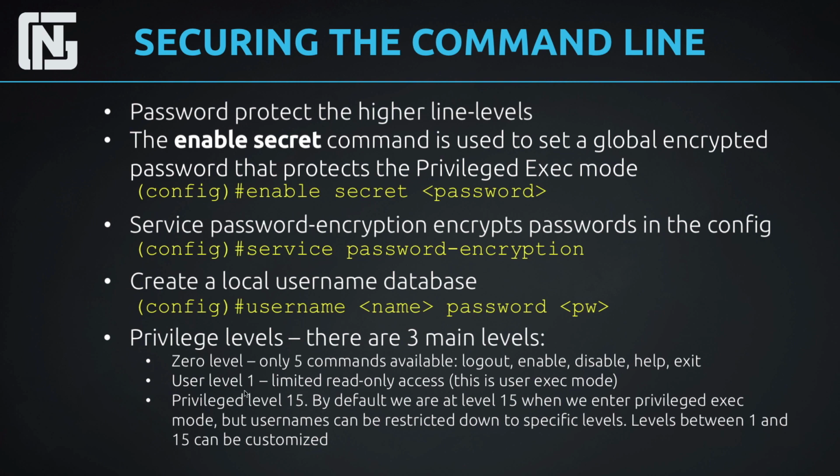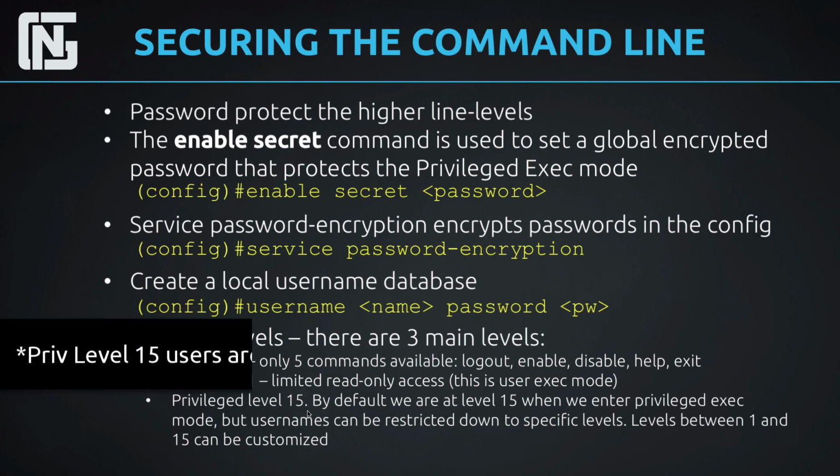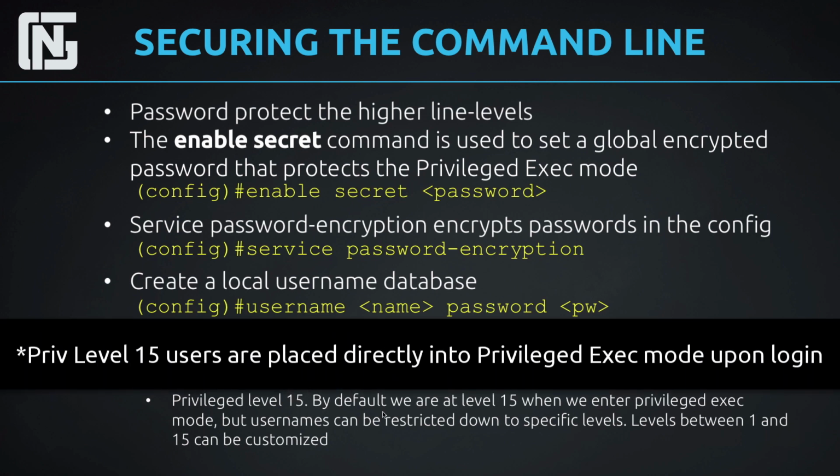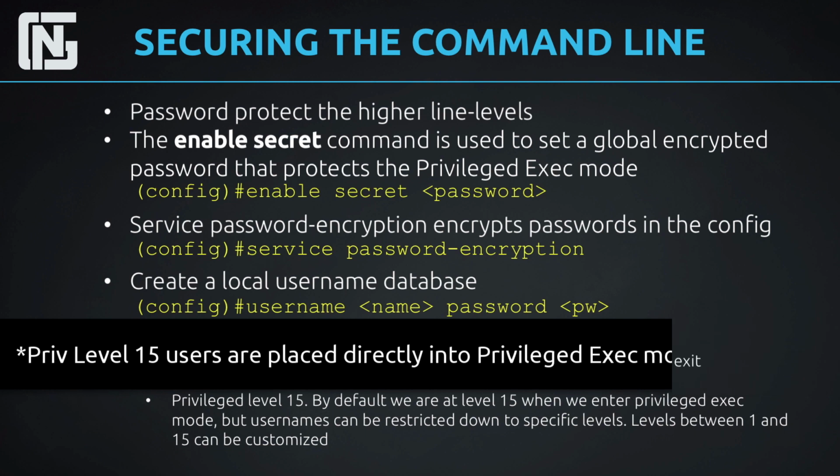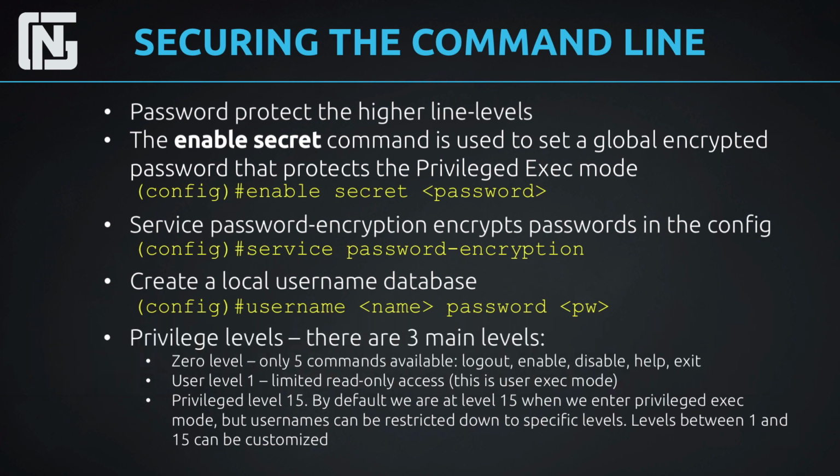So pretty much nothing. User level 1 is read-only access. This is like user exec mode. Then we have privilege level 15. This will allow us to do anything. It's unrestricted completely. But the cool thing here is the levels between 1 and 15 can actually be customized, and we can set specific commands that can be done in these different levels. We're not going to do that in ICND1. That's a little more advanced. But just letting you know, it's pretty robust as to how we can build the security of our system. And that wraps up securing the command line.